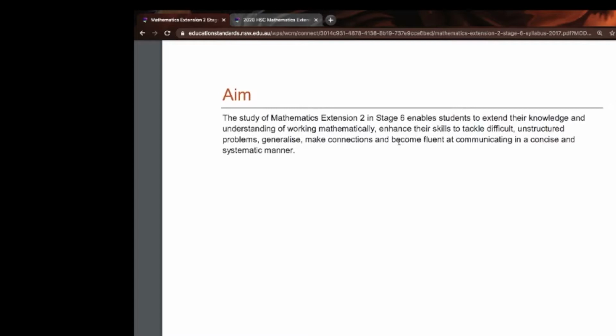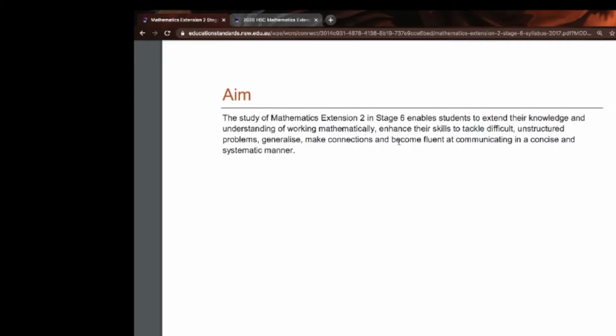You'll be able to enhance your skills to tackle difficult and unstructured problems. This is really an emphasis of the new syllabus, wherein both the Extension 1 and Extension 2 syllabi, it outlines that there'll be, I believe, at least 2 questions in the HSC worth in excess of 4 marks, with no lead-in. And this is really going to be the E4 question, which will be used to distinguish between good students and great students. So through your practice, you will ideally be able to tackle these unstructured problems. And then you'll be able to generalize and make connections between the different areas of maths you'll study.